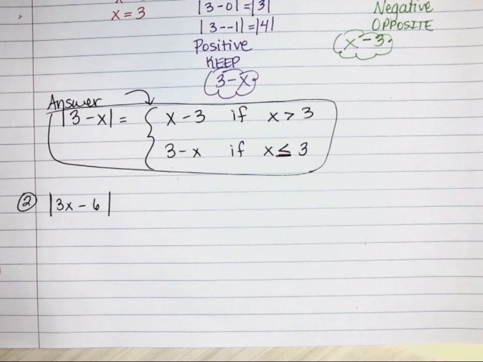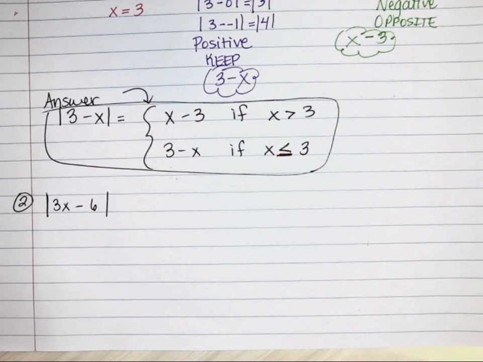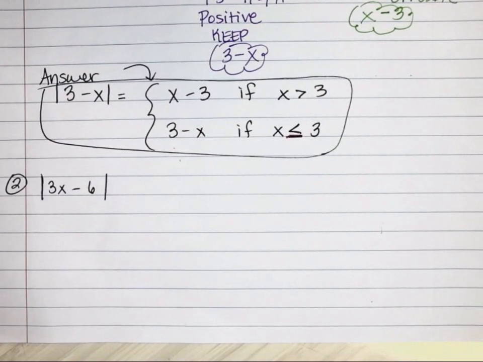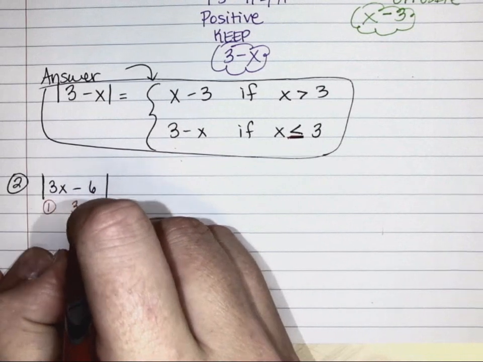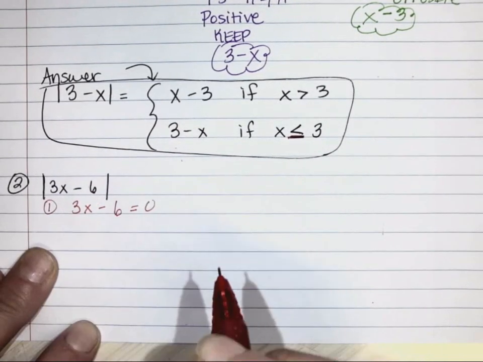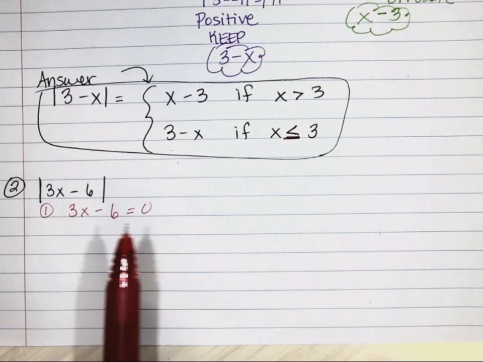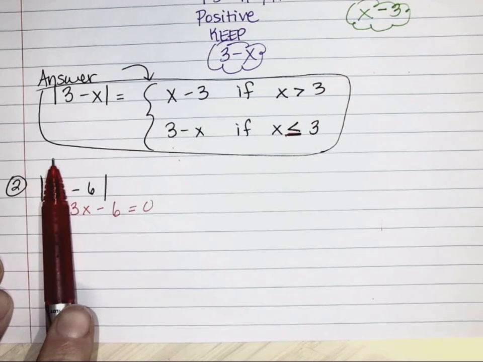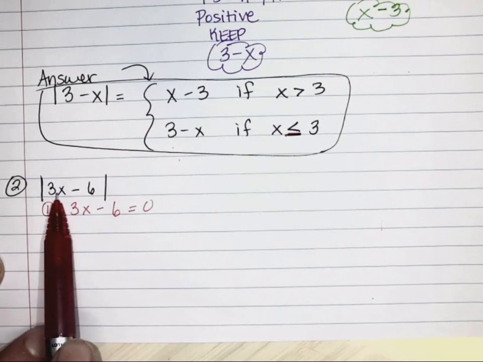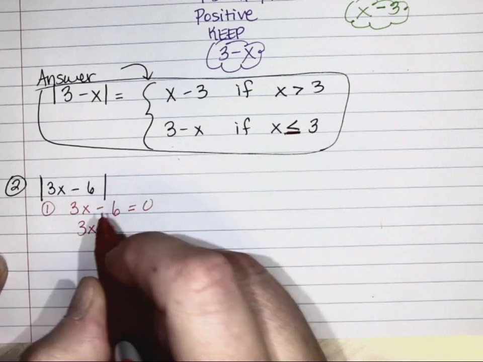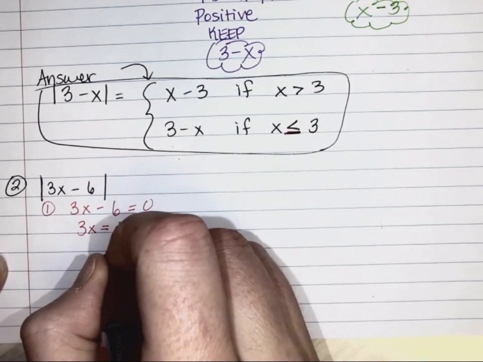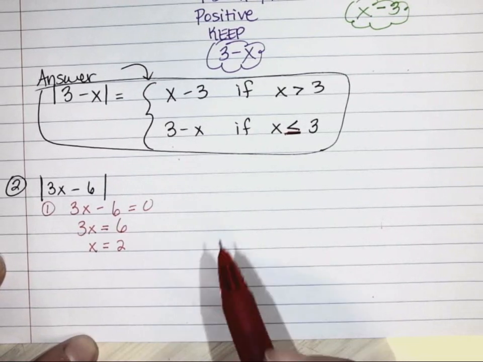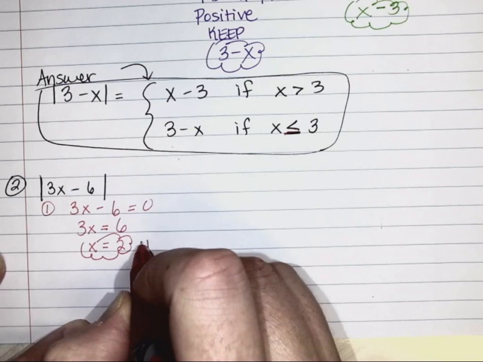Okay, number 2. We're going to do this one together. Don't you love absolute value at this point? I'm sure you do not, but we're going to say you do. Okay, step 1, let's find our turning point. This one, of course, you can always use mental math. You know that 6 minus 6 is 0, so 3 times 2 is 6. But you can always just set the guts equal to 0 and solve, or the insides. So if I set this equal to 0, add 6, divide by 3, that's my turning point. TP.